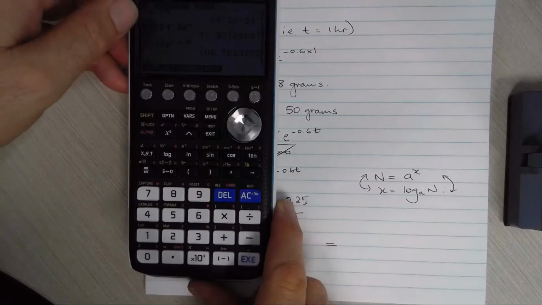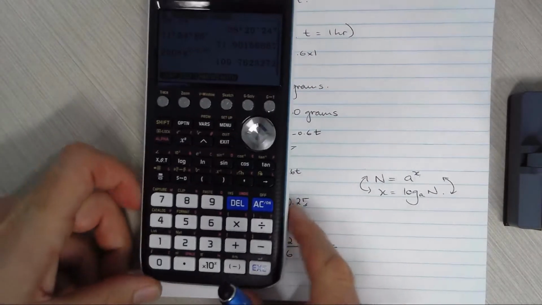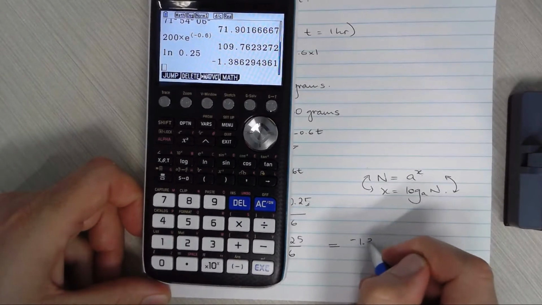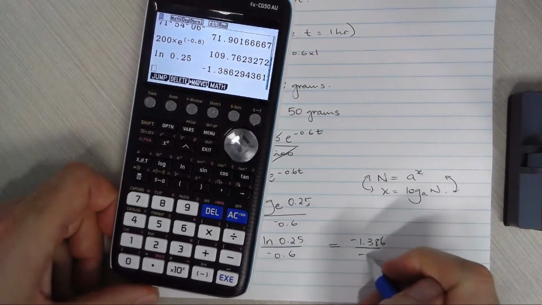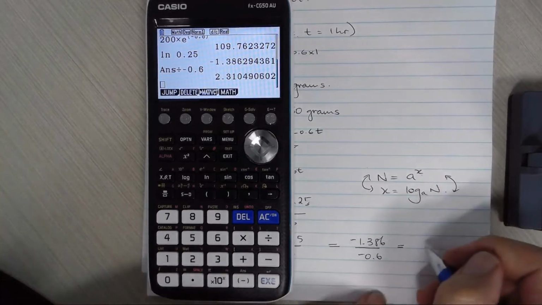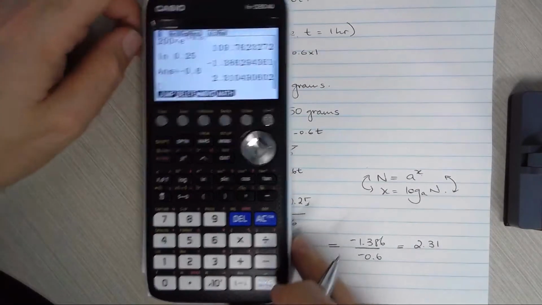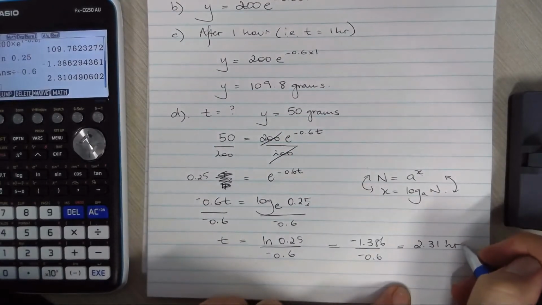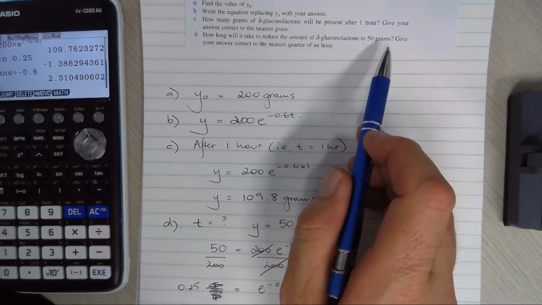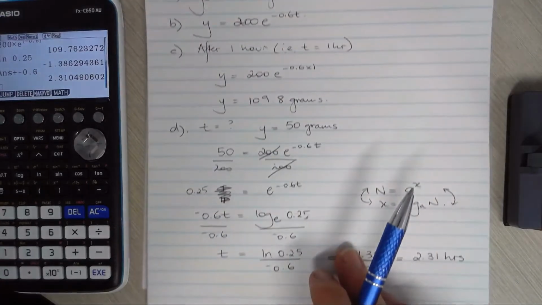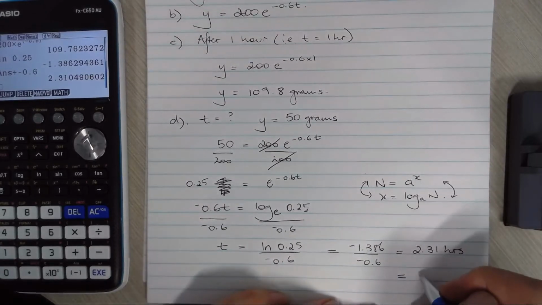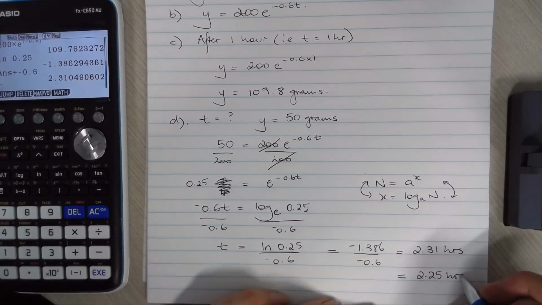Let's do it on our graphics calculator here. We're going to have ln 0.25, that's equal to minus 1.386, divided by negative 0.6, and we end up with 2.31 hours. The question says, how long will it take for the amount of gluconolactone to get to 50 grams? Give your answer to the nearest quarter of an hour. So we're at 2.31 hours, so the nearest would be 2.25 hours.